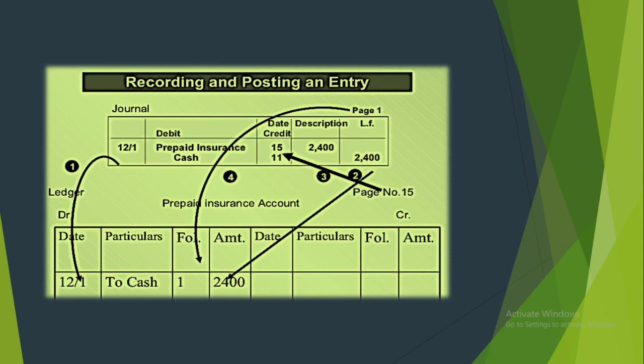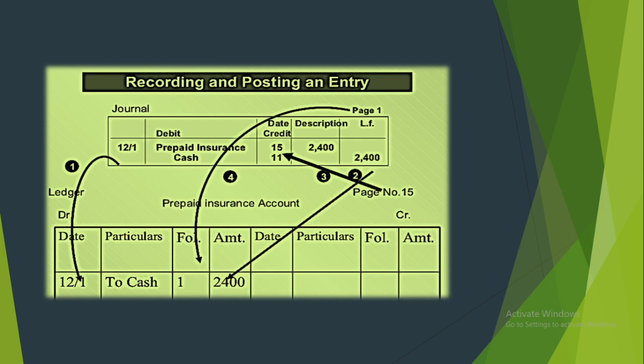Now how this journal entry and accounts are related to each other, and here page numbers are very important. If we see the journal entry of prepaid insurance, two accounts are important, that is prepaid insurance and cash account. So first of all we have to write the date, then the journal entry, date of credit, description and ledger folio.